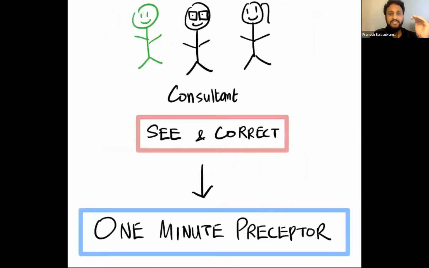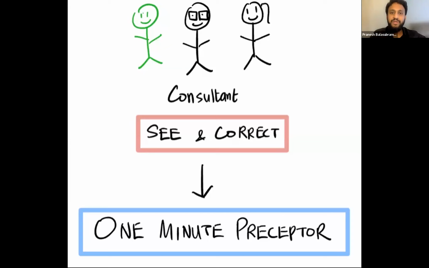This is a very common scenario which we will definitely have in any teaching institution. The see and correct is a very primitive model actually, but it can be modified into an excellent learning opportunity for the students by expanding this into a 1 minute preceptor. What is this 1 minute preceptor? There's a book called The One Minute Manager. Like that, you're going to be a 1 minute preceptor. Preceptor means teacher. You are the preceptor.